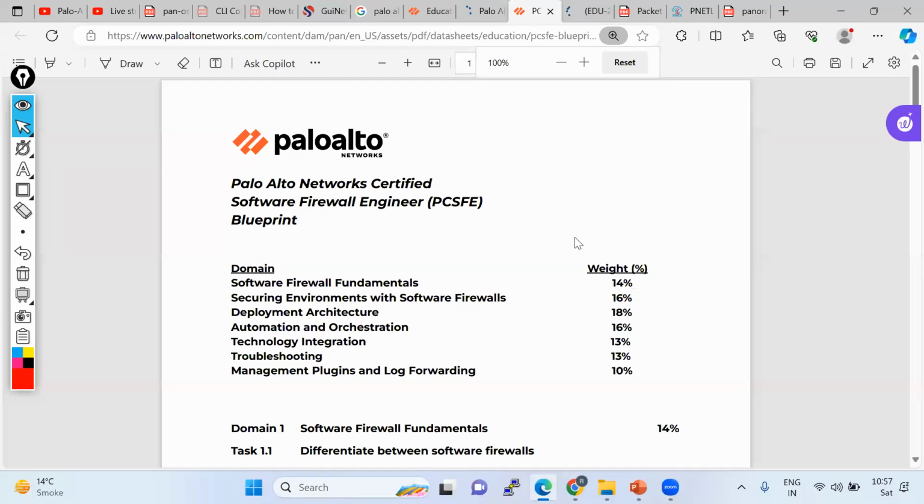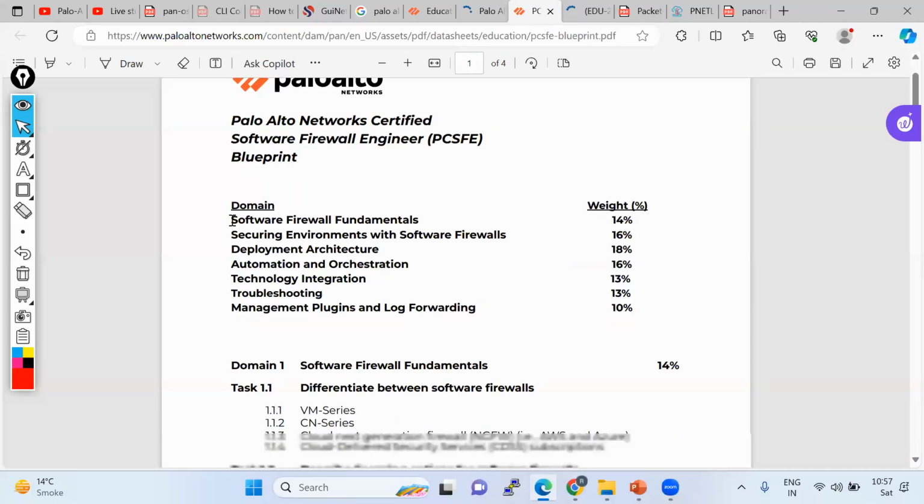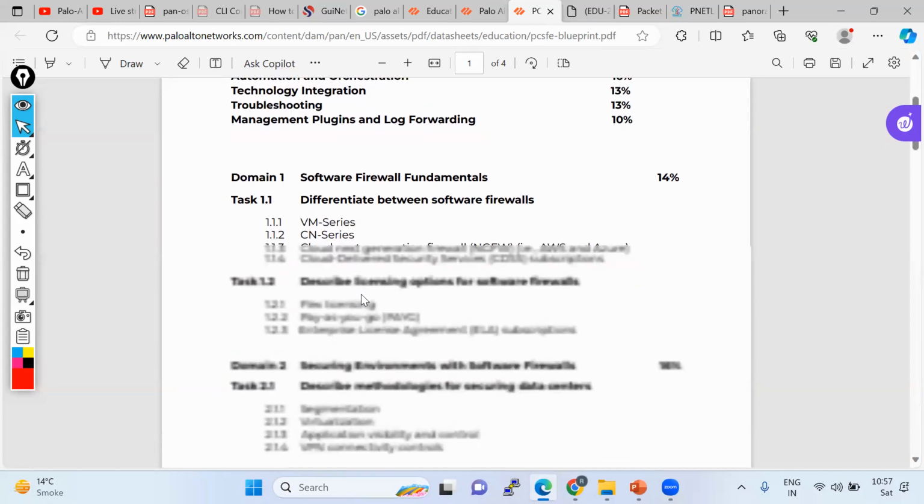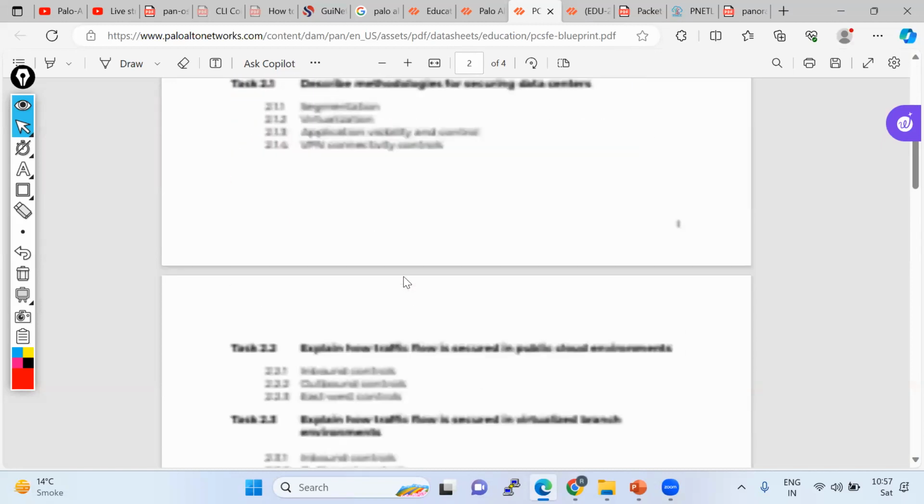Now this course content is fully aligned with our course curriculum. So you can see we have software firewall fundamentals, security environment and software firewall, deploying architecture, automation architecture, technology integration. So you can see VM-Series firewall, we have CN-Series firewall. What is a VM-Series? What is a CN-Series firewall? Let me see.